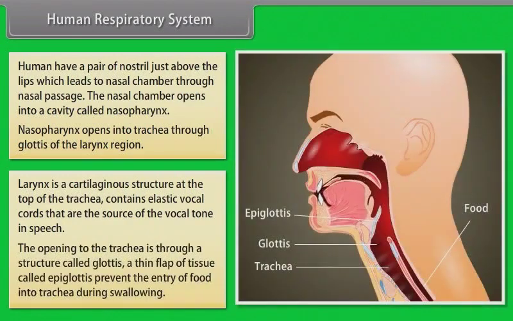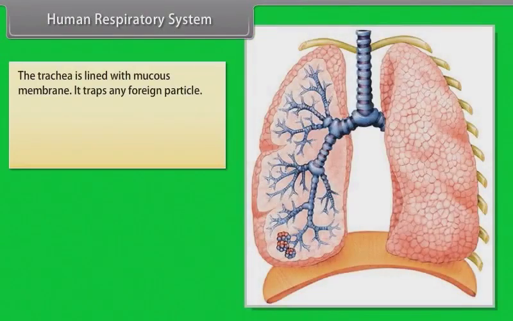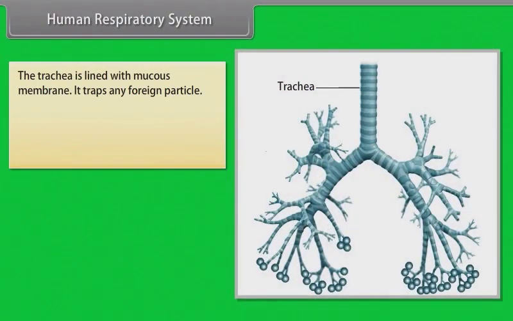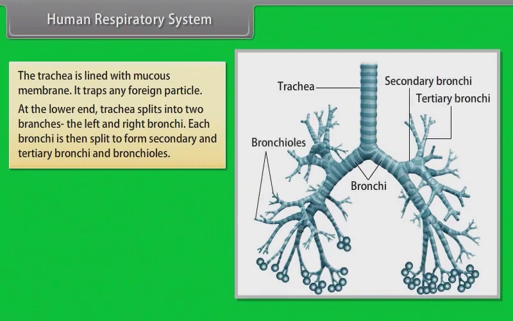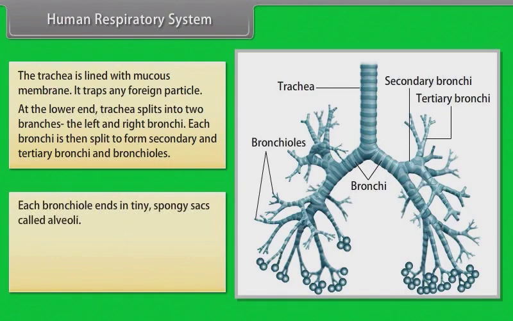The opening to the trachea is through a structure called glottis. A thin flap of tissue called epiglottis prevents the entry of food into trachea during swallowing. The trachea is lined with mucous membrane. It traps any foreign particles. At the lower end, the trachea splits into two branches, the left and right bronchi. Each bronchus is then split to form secondary and tertiary bronchi and bronchioles. Each bronchiole ends in tiny spongy sacs called alveoli.